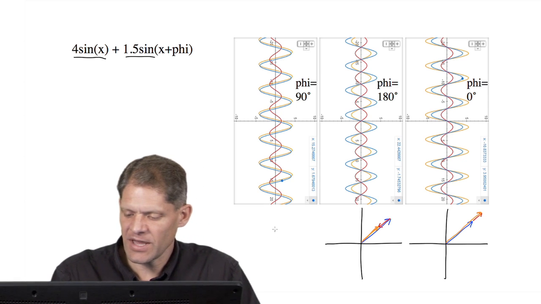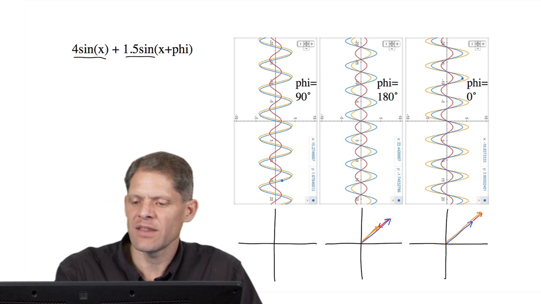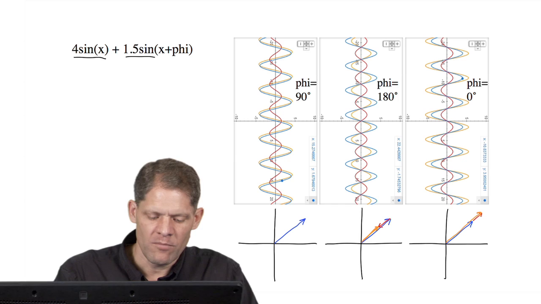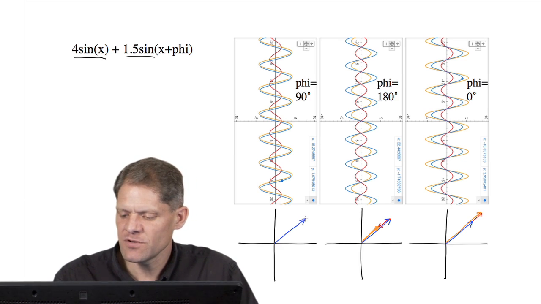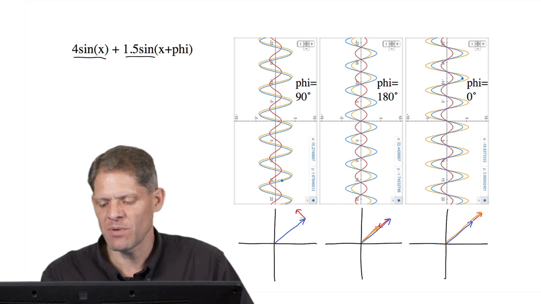Now let's consider the final case, the final scenario. Here again we imagine that the blue wave is as it always was before, and so we'll draw it the same way. Now the second curve is 90 degrees out of phase with the blue curve, and so it's shifted back. And so it's going to have an amplitude of 1.5, but its direction is 90 degrees away from the direction of the blue vector because it's phase shifted by that amount.